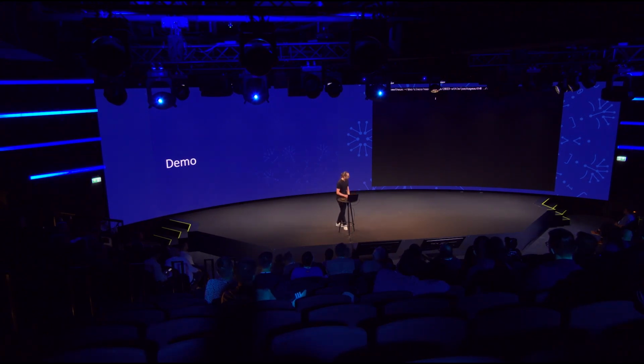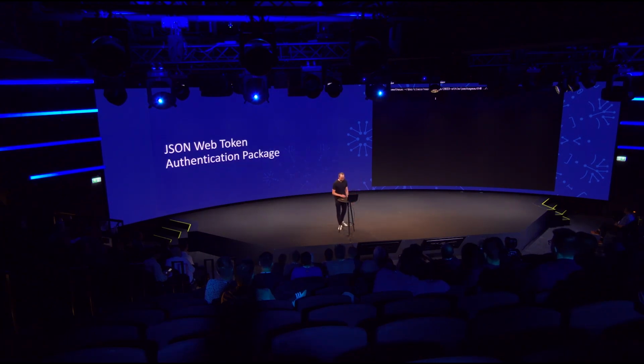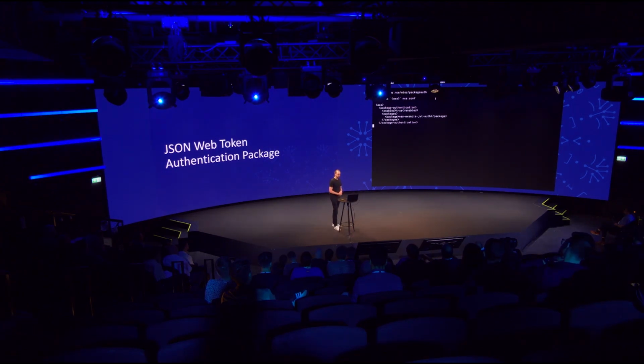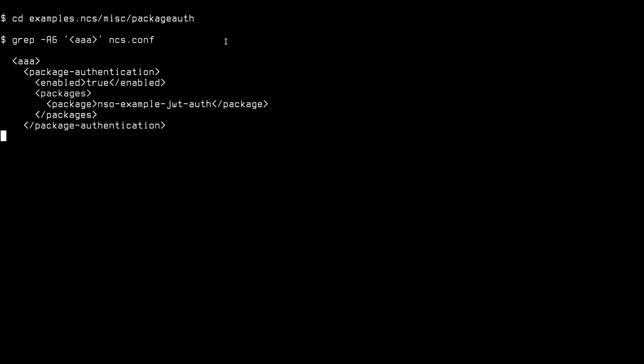Okay, so this is the demo. We will send in a JSON web token. We will create a JSON web token package. And as all good TV chefs, I have prepared this. So we have an example package called package auth. This is the required configuration for enabling this package. So we enabled package authentication. We list our example package in this list.